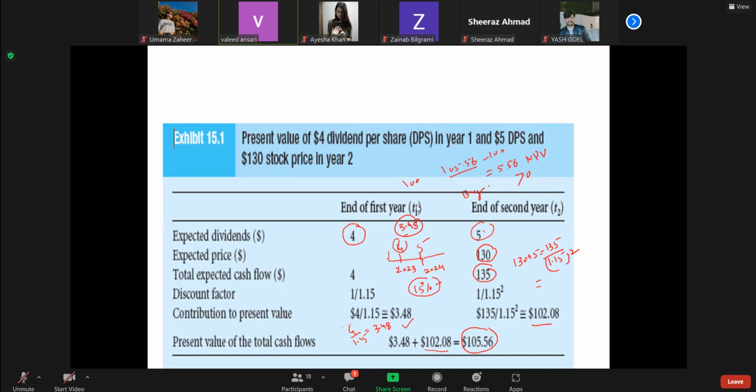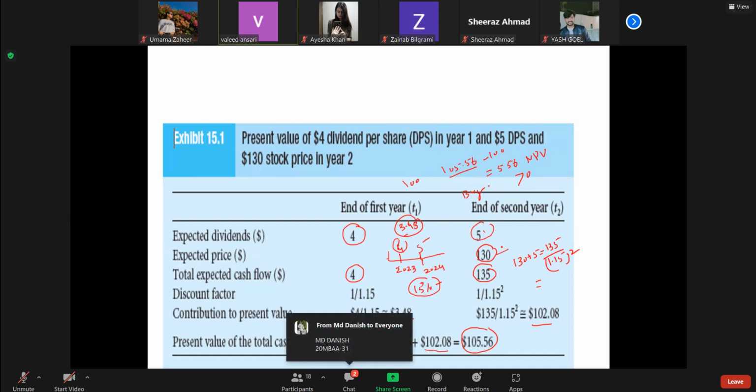So this is a simple example of how we can find the present value. Now we have taken 1 year and 2 years, but for any stock, the future stream will be for a long period of time. Sometimes it happens that the dividend is expected to grow at a certain rate. We have taken here that the dividend is 4, and in the second year one will receive 5 rupees, and the price that will prevail is 130.